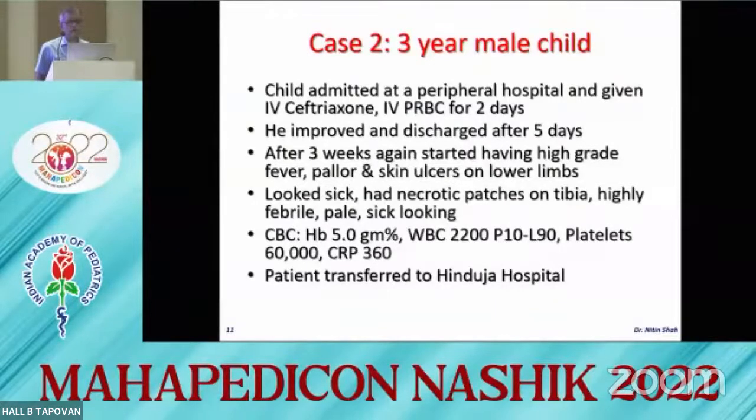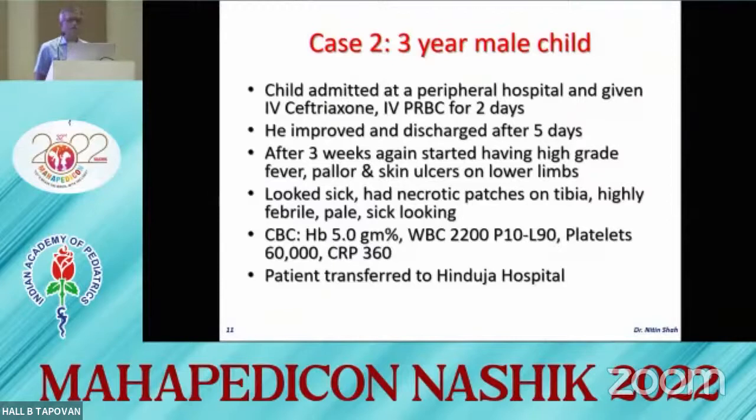So he goes to Panvel to Dr. Mohite's place. He was a very sick child, had these necrotic patches on the tibia, which are gangrene-like, a highly febrile child, pale and sick looking. He was in a septic shock-like state. Now look at this CBC, hemoglobin is back to 5. So the pediatrician had not even done a repeat CBC after blood transfusion to see what has happened to the other counts. So follow-up CBCs are extremely important in hematology.